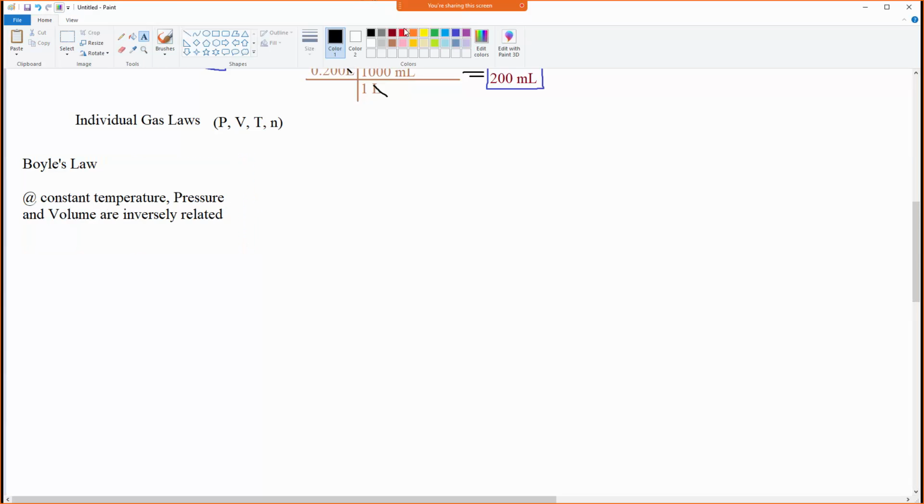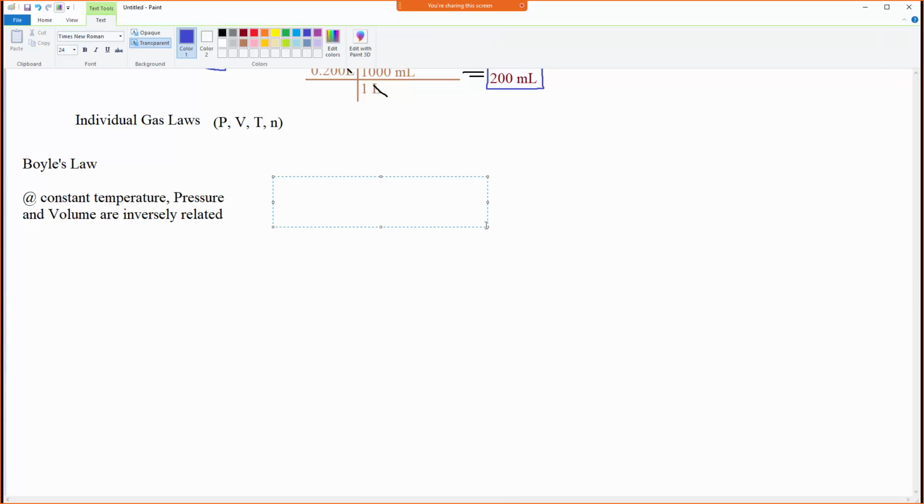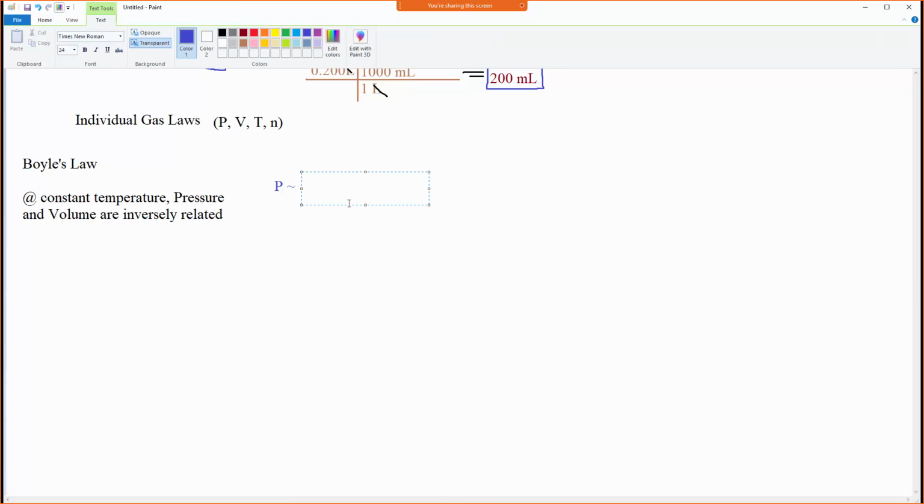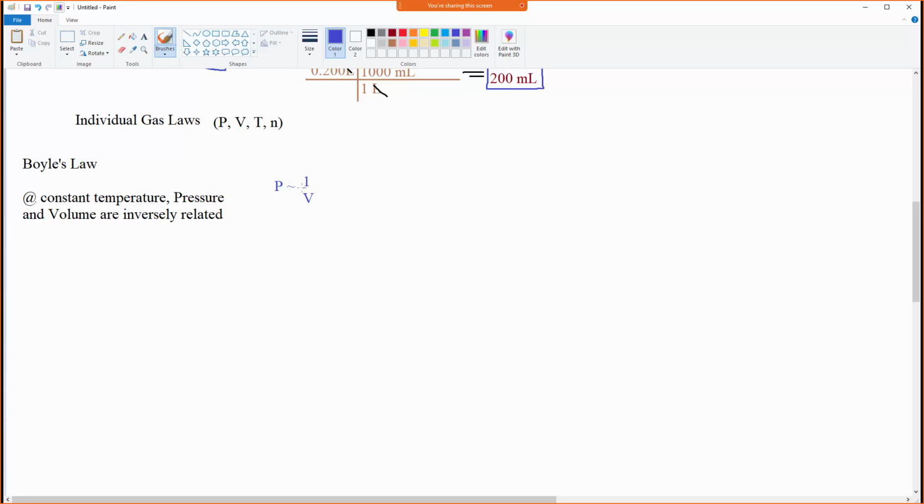What this means mathematically is essentially that pressure is directly related to the inverse of the volume, so 1 divided by the volume. So as your pressure goes up, your volume goes down, essentially. As your volume goes up, your pressure goes down in a fixed system.